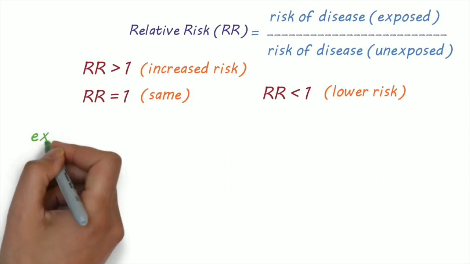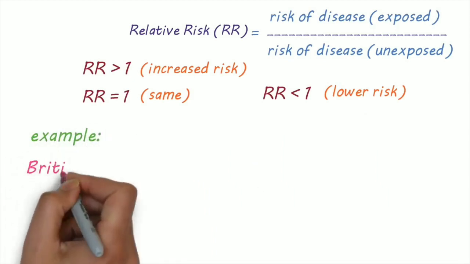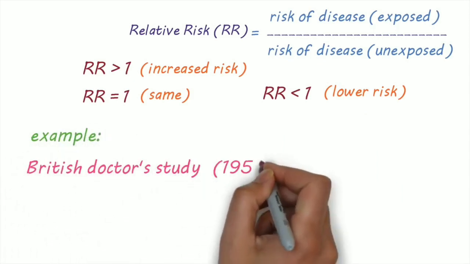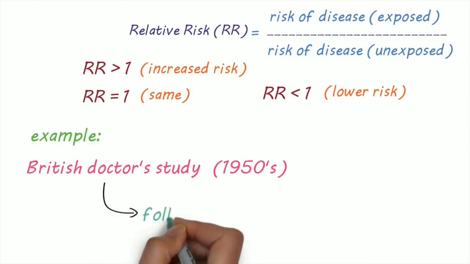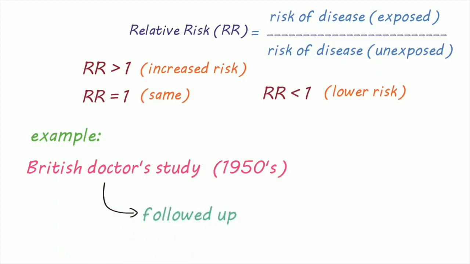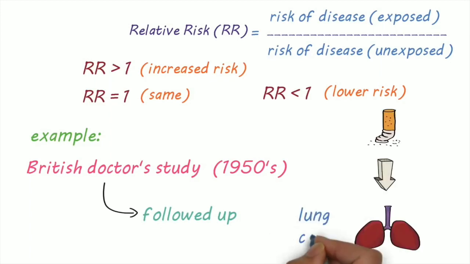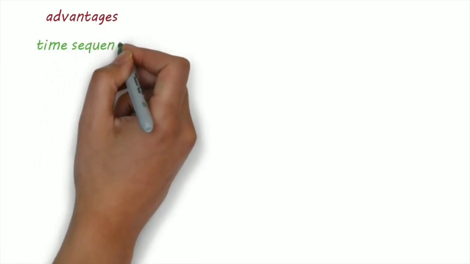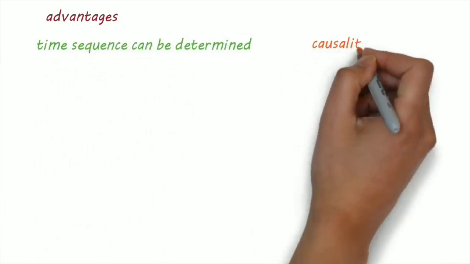A well-known cohort study is the British doctor study, done in the 1950s, where a group of doctors were followed up for many years. This study provided valuable scientific evidence of the harmful effects of smoking, especially the link between smoking and lung cancer. One of the main advantages of cohort studies is that the time sequence of events can be determined. This is useful when trying to determine what caused a disease.